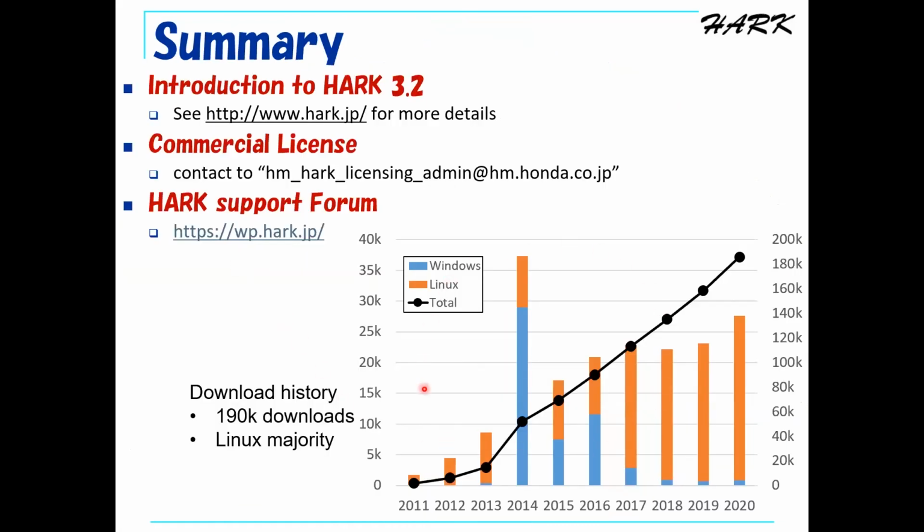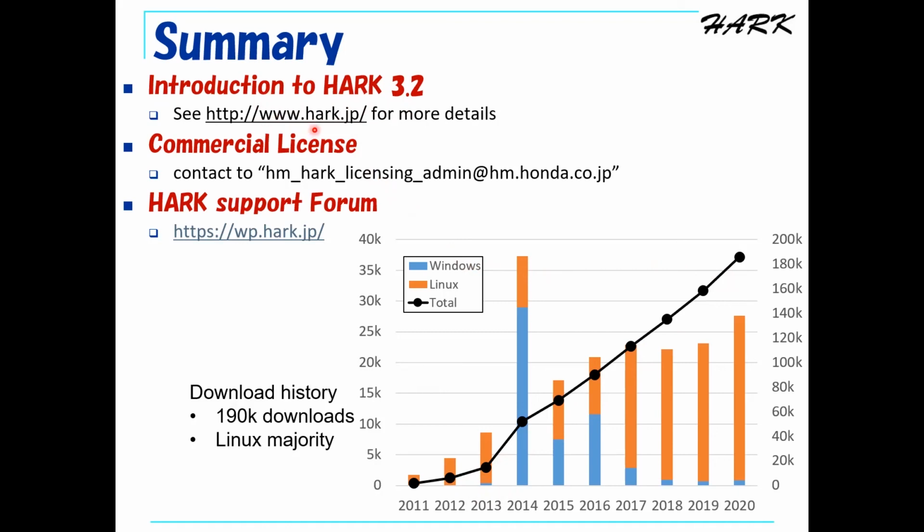This figure shows the history of downloads. The total number is not so big, like 119 thousand, but a good thing is that it is continuously downloaded. So as a summary, I introduced an overview of HARK, including the new features in HARK 3.2. And all information can be found on this website.